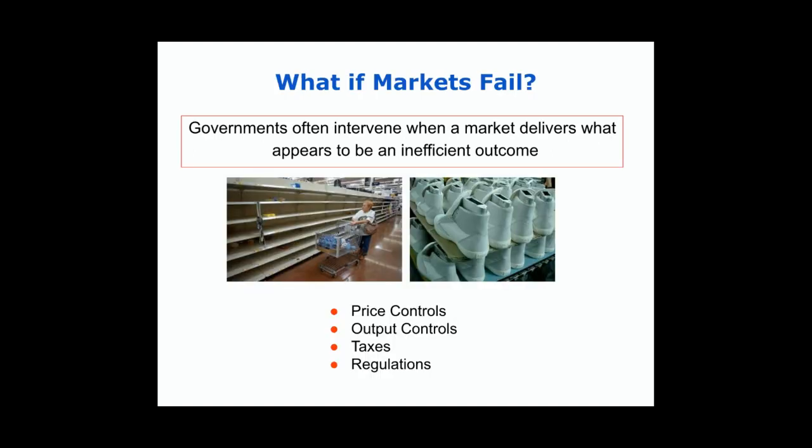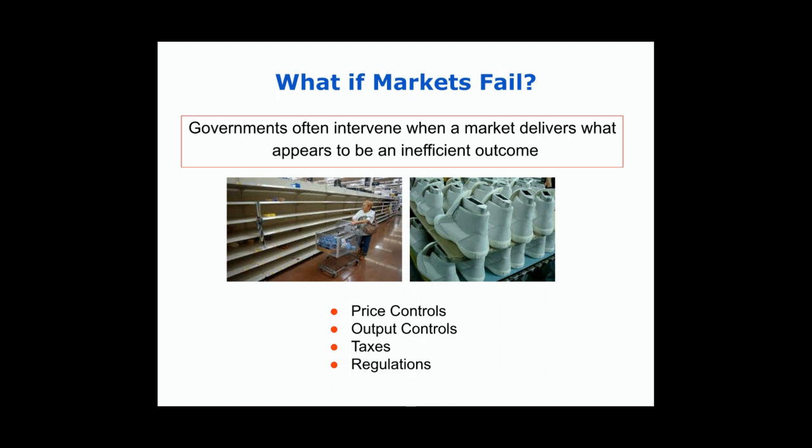But what happens when markets fail? Market failure usually manifests itself as either a shortage or a surplus of products that we weren't anticipating, or maybe higher prices or lower prices than we were anticipating. And so governments often intervene when the market delivers what appears to be an inefficient outcome, and they have a number of ways they can intervene.